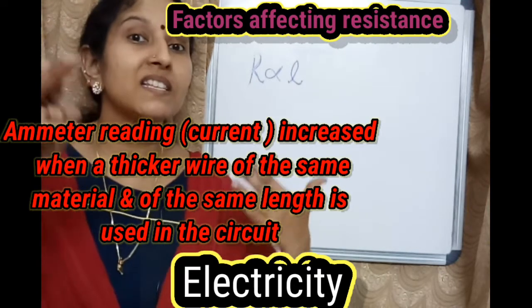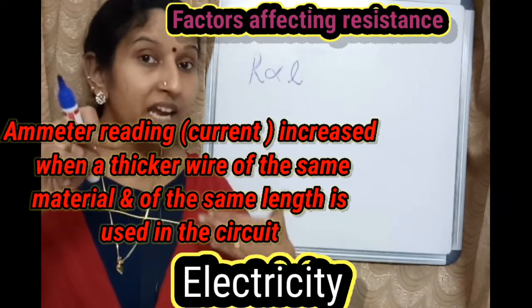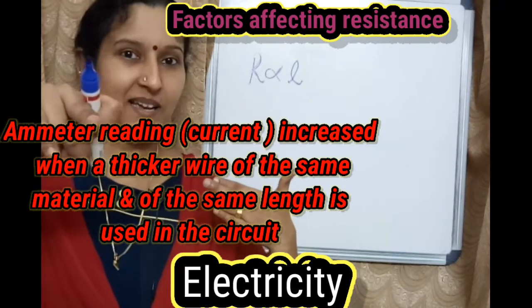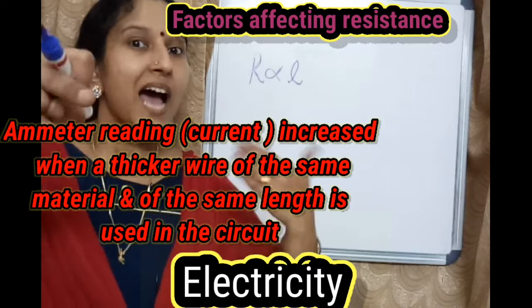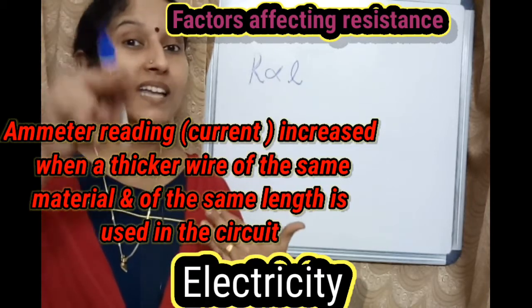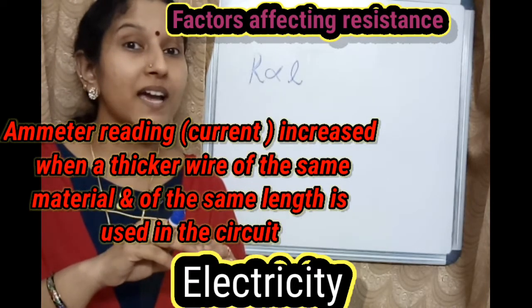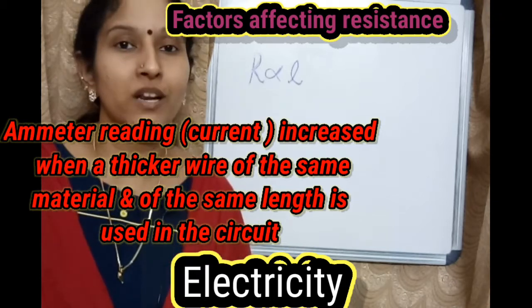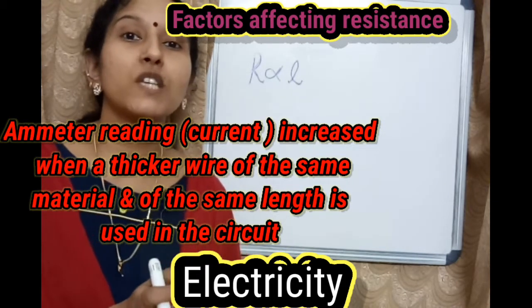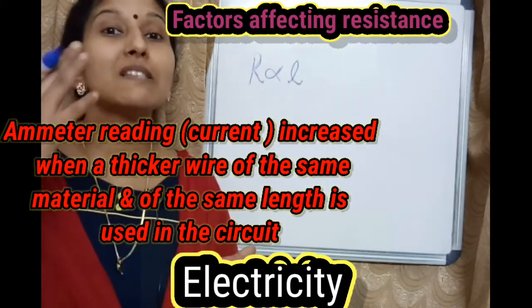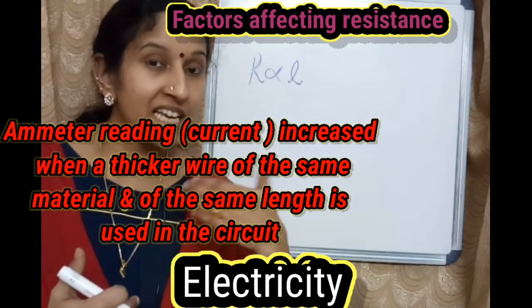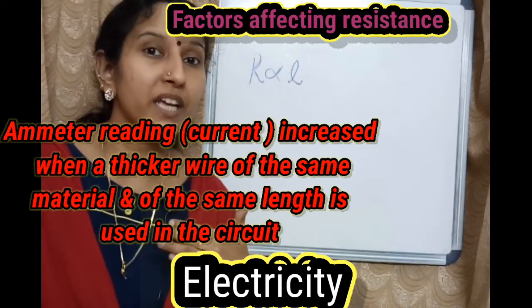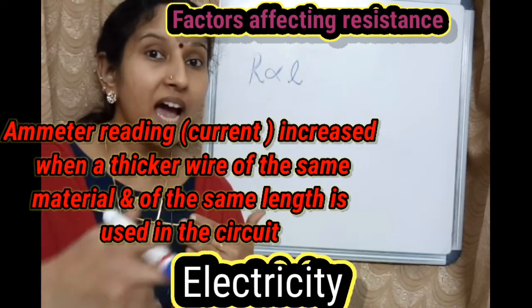So how does the resistance relate to the area? Area increases, R decreases, or R decreases, area increases. One increases, the other decreases. Which is the proportionality sign? Inversely proportional, which means area of cross section, or thickness, is inversely proportional to resistance. Got it? When we change the thickness, there is an increase in the ammeter reading. Ammeter reading increases means I increases.